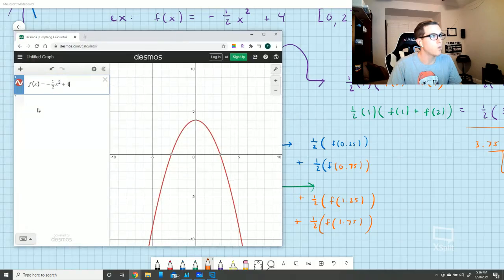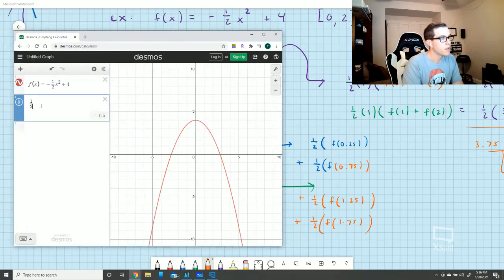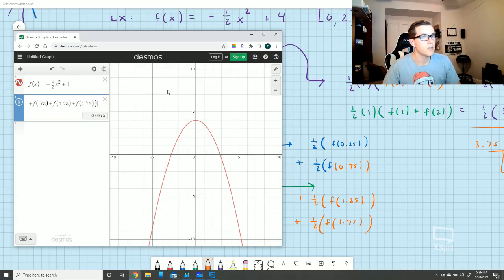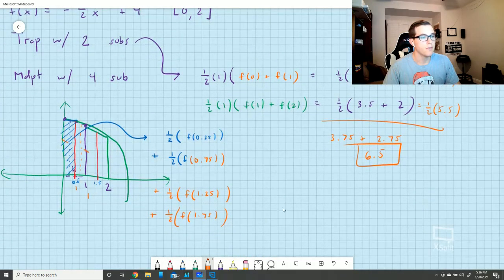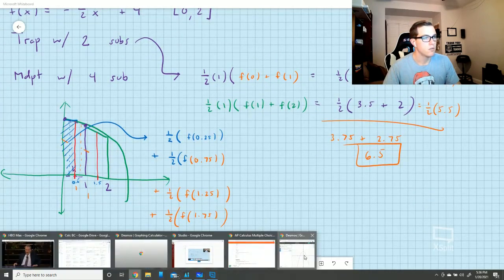So what am I doing? It's 1/2 times, and since I'm doing it to all of them, I can just think about it as distributing out a 1/2, and I'm just adding all these up. f of 0.25 plus f of 0.75 plus f of 1.25 plus f of 1.75. 6.6875. What did I get in my earlier approximation? 6.5. Wow. So, pretty good.